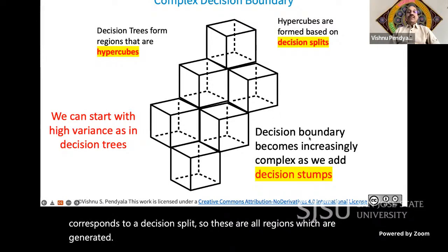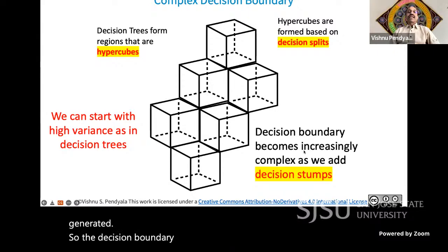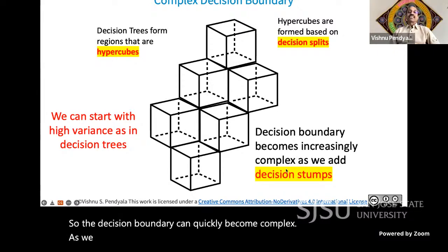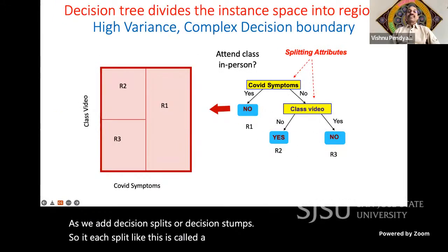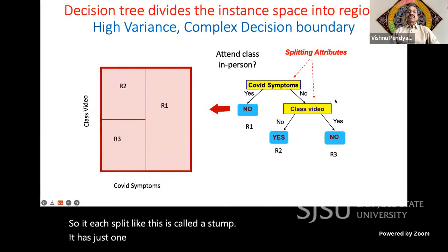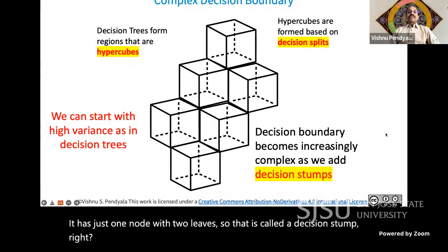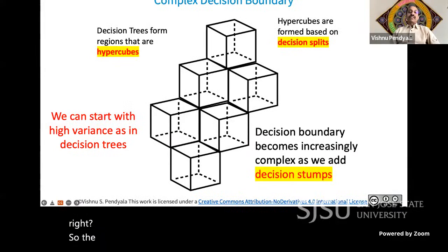So the decision boundary can quickly become complex as we add decision splits or decision stumps. Each split like this is called a stump. It has just one node with two leaves. So that is called a decision stump, right? So the more decision stumps we add, the more complex our decision boundary becomes.